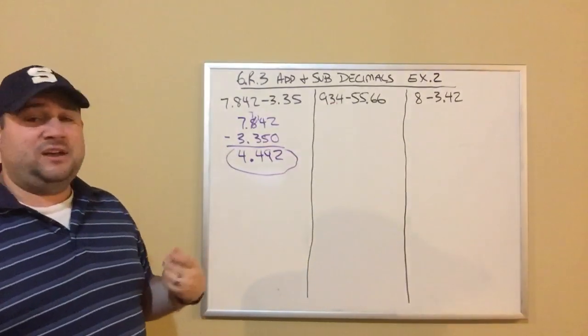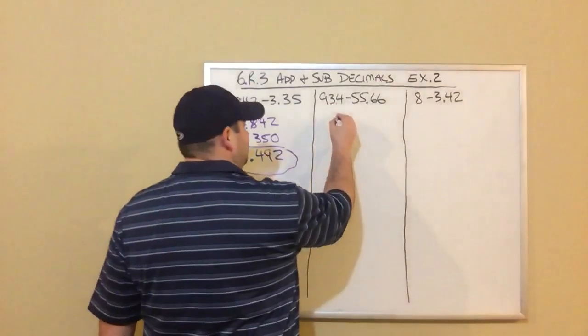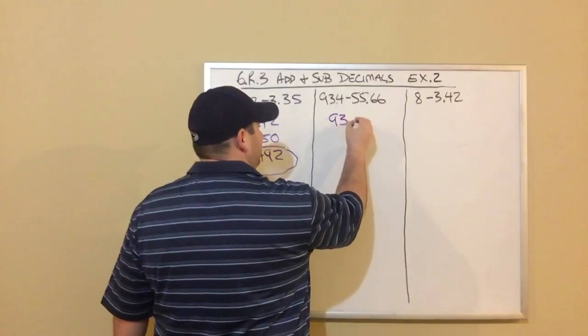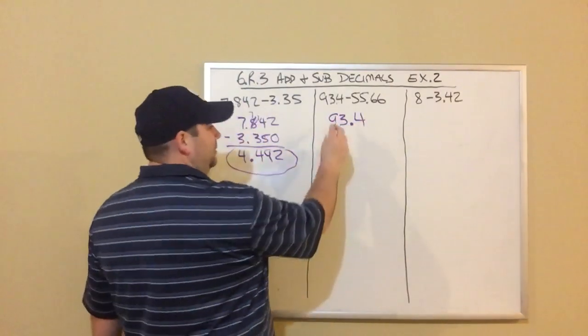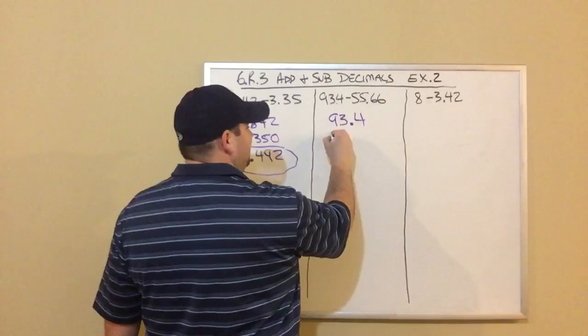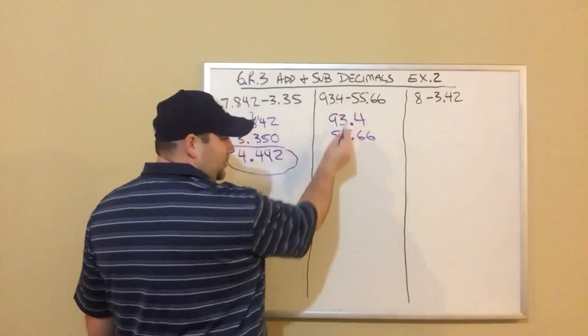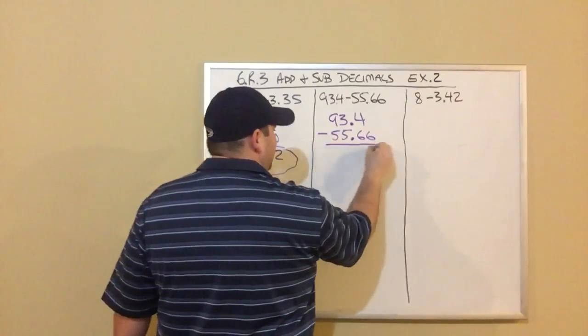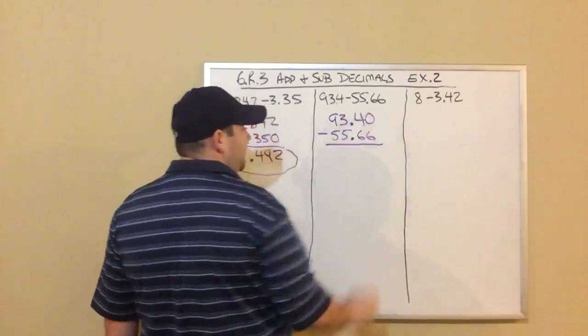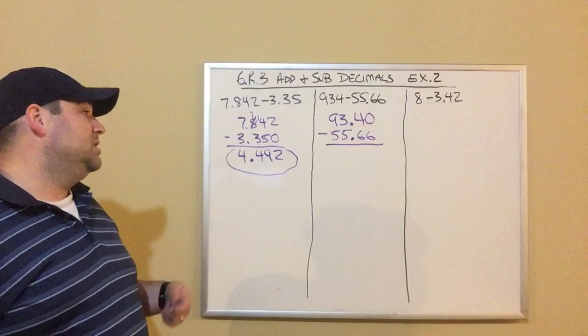93.4 minus 55.66. So again, first thing I'm doing, I'm lining up the decimals in a vertical problem. So 93.4, then I've got 55.66. So again, my decimal points are lined up. Now I have to fill in a 0 there because it was blank. So now I need to subtract.